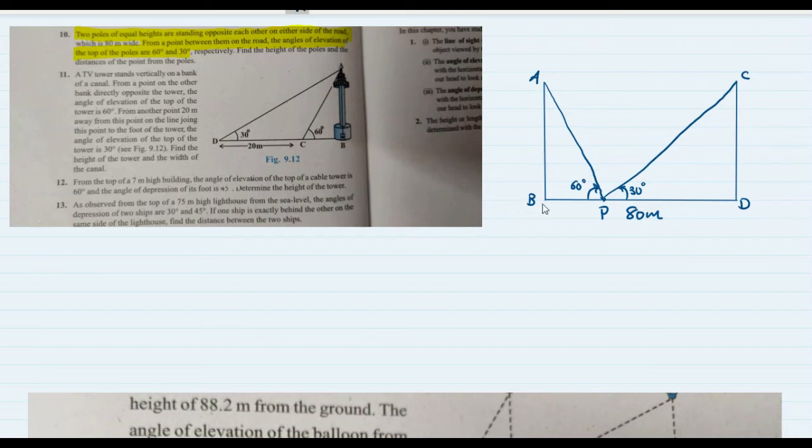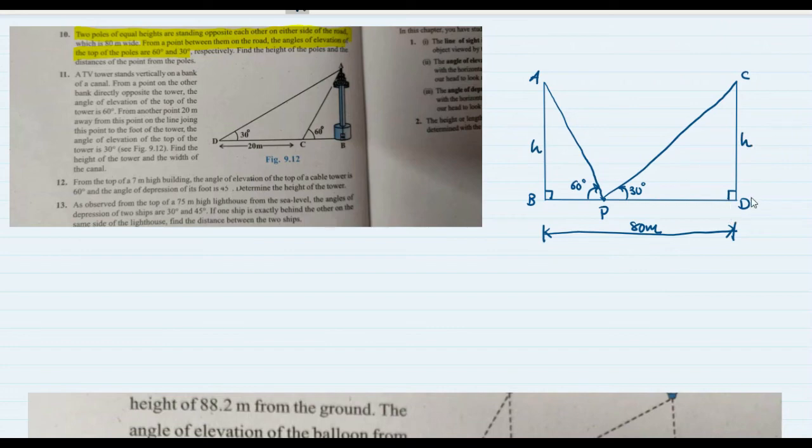Okay, so this is the information they have given. One more information which I did not mention, that this is 90 degree. Find the height of the poles and the distance of the point from the poles. Very nice question. So this is 80-meter. Let me just mention it properly. This B to D, BD, is 80-meter. The height is not known. We have to find the height, so we'll take it as H.